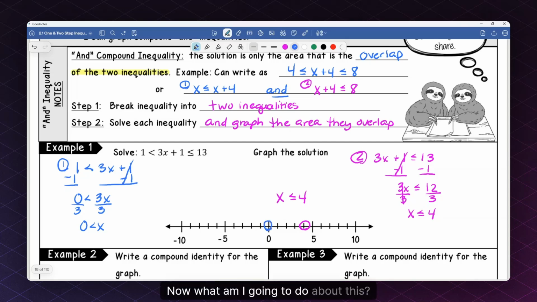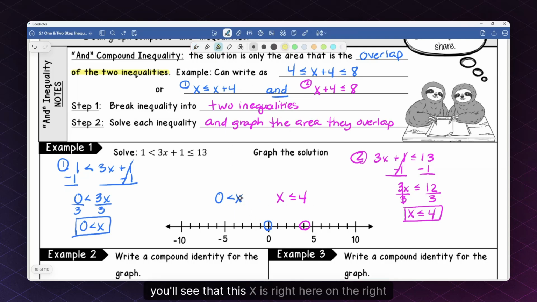Now, what am I going to do about this? What does this even tell me? I've got this chunk here that I need to bring over and do something with, and I have this chunk here that I already brought over. How do we put that together? Well, if you look, you'll see that this x is right here on the right side and my x is over here on the left side. We can bring these two together. So we can write it like this.